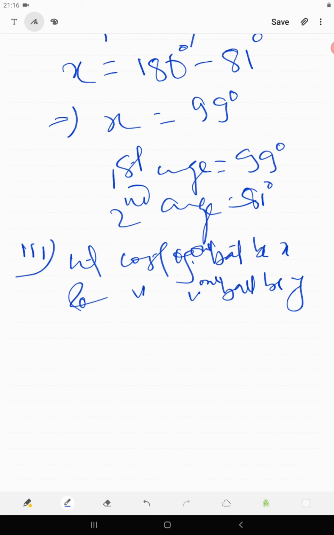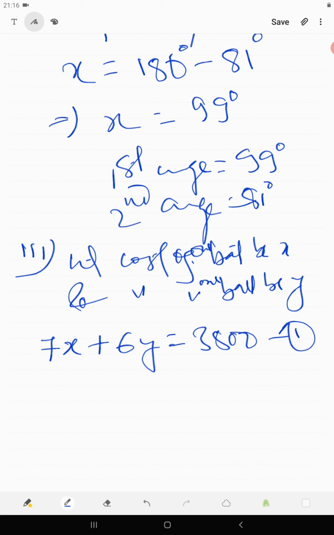So what will be the first equation? 7 bats and 6 balls. What will be the cost of 7 bats? 7 into x, correct. What will be the cost of 6 balls? 6 into y. Their sum is equal to 3800. This is our equation 1. Later on, she buys 3 bats and 5 balls. So the cost of 3 bats is 3x plus the cost of 5 balls is 5y, and the sum is 1750. This is equation 2. Now we need to solve it. Very easy.